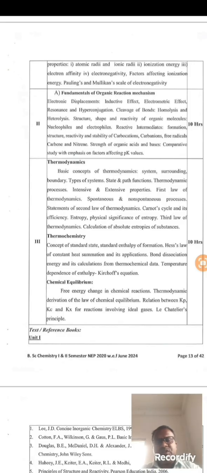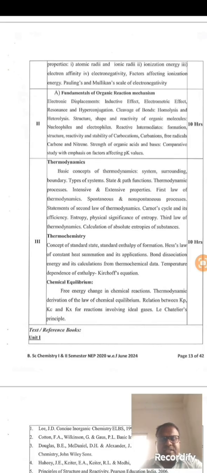Then thermochemistry. This is also part of the third chapter. Thermochemistry contents are the concept of standard state, standard enthalpy of formation, Hess's law of constant heat summation and its application, bond dissociation energy and its calculation from thermochemical data, and temperature dependence of enthalpy, Kirchhoff's equation. So these are the contents of thermochemistry.